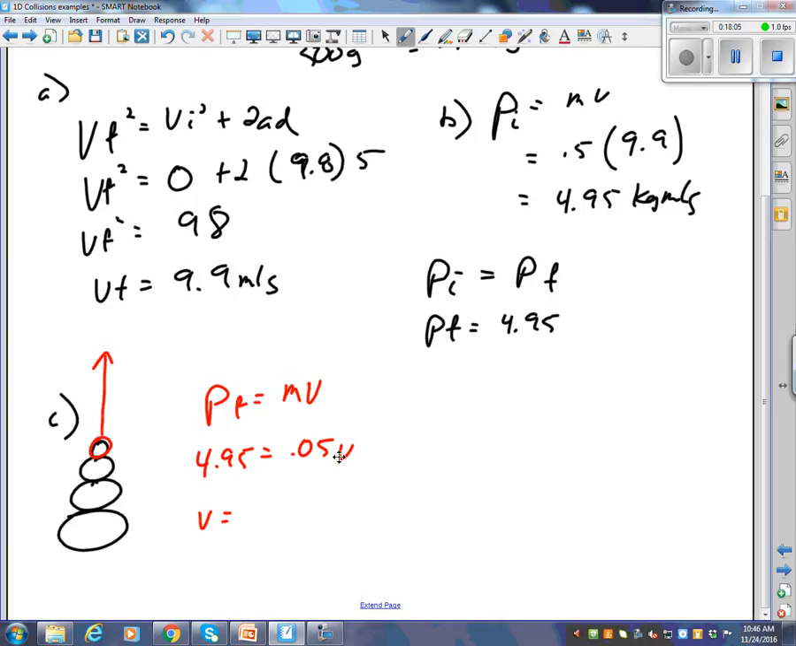So you get a velocity of the red ball, which is a whopping 99 meters per second, which is fast. Which makes sense because if the whole thing is going 9.9, right, the red ball is, Blair, I'm still teaching.